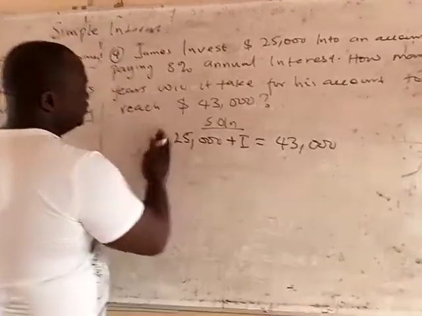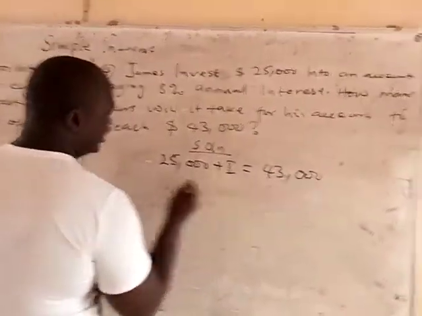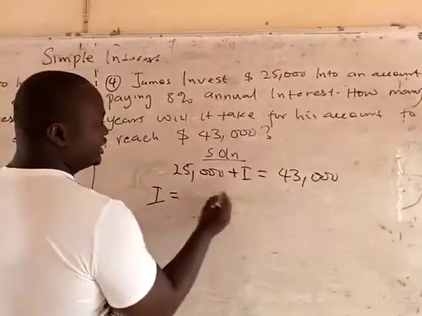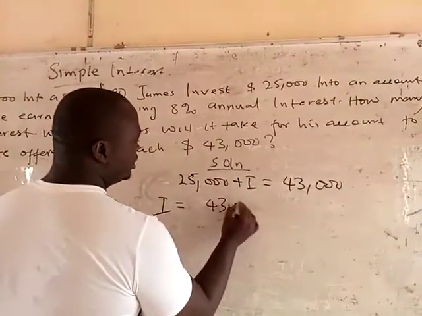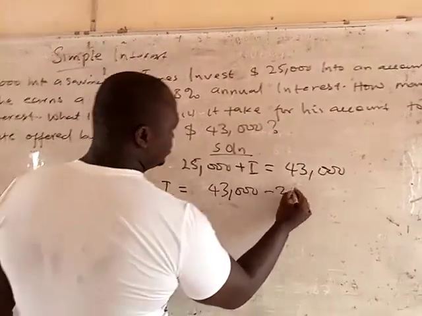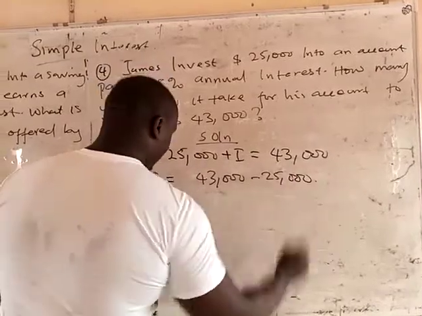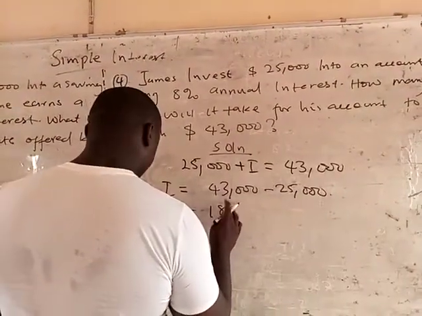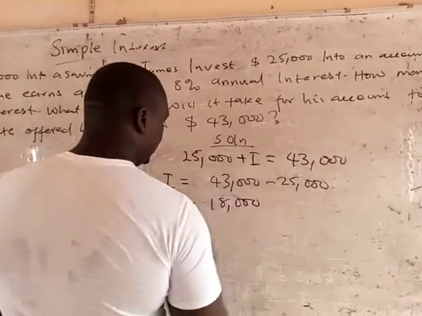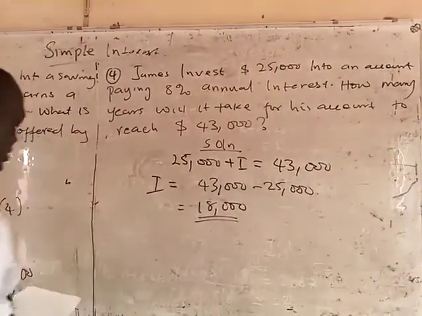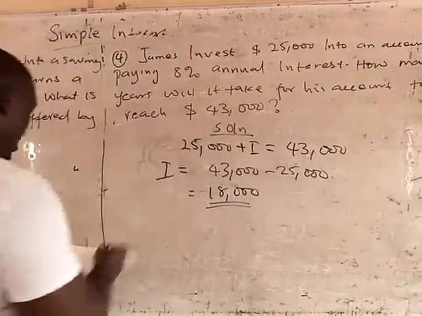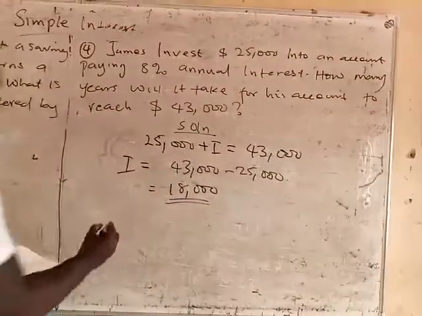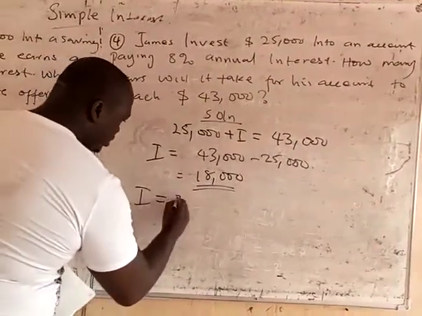So you have the principal, which is this, plus this, to give you this. So for you to have your interest, it is going to be 43,000 minus 25,000. And this should give you 18,000. Right? So you have your interest. Now all you have to do is just find your time.